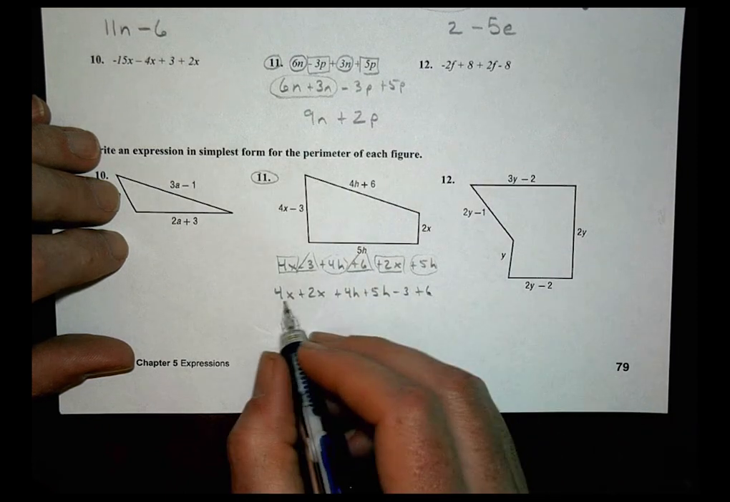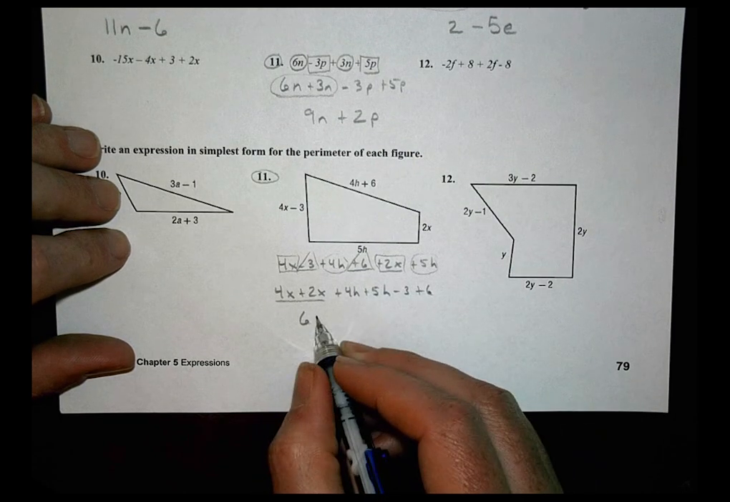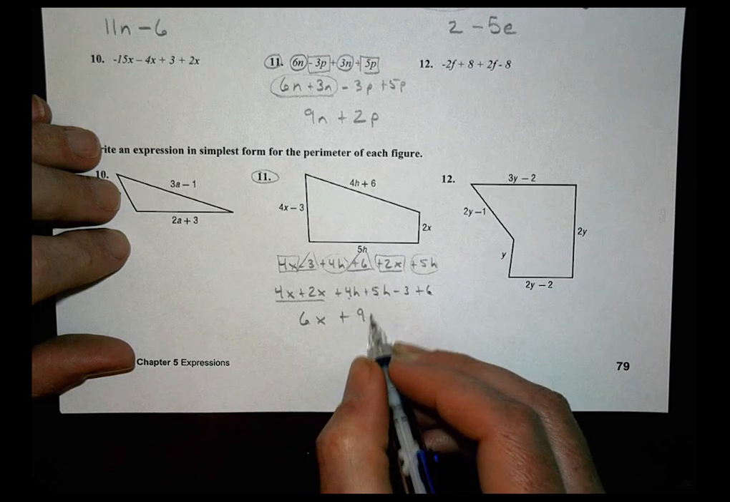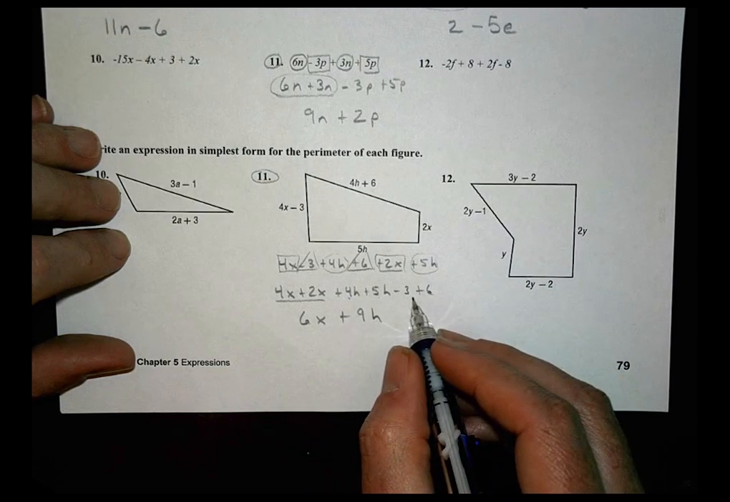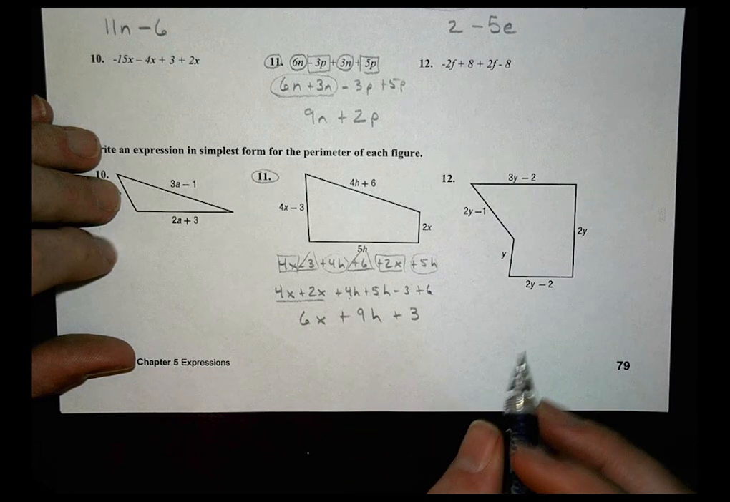Okay, so now we combine like terms. 4x plus 2x is going to be a total of 6x. 4h plus 5h is a total of 9h. And minus 3 plus 6 gives you a total of regular old 3. And that's our simplest form.